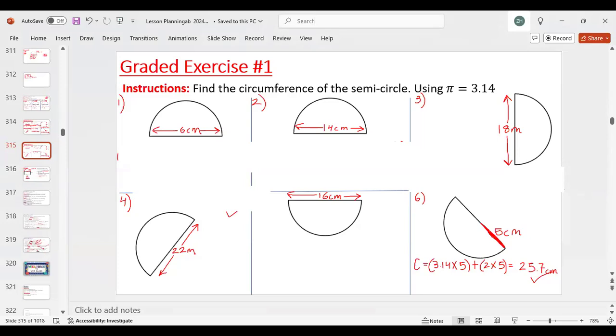3.14 times 10 is 31.40. Very good, 31.40. And then what is 2 times 10? 20. Good. Now add 31.4 plus 20.